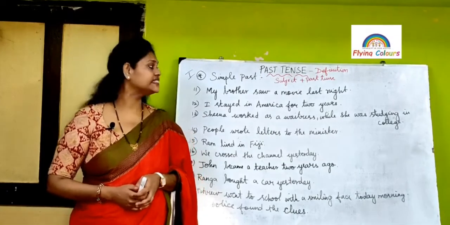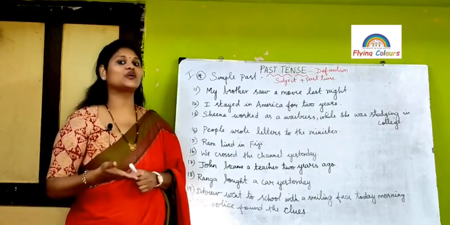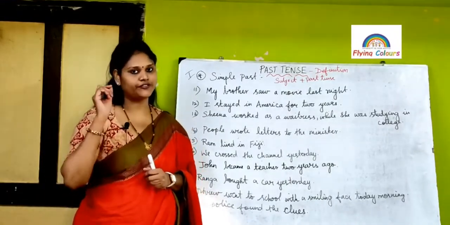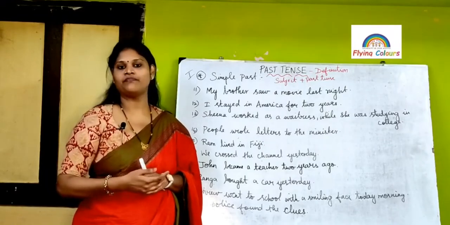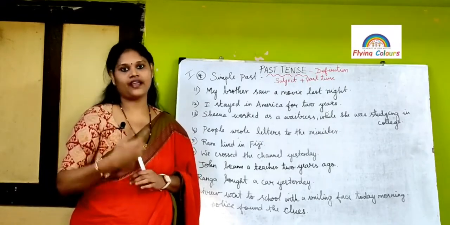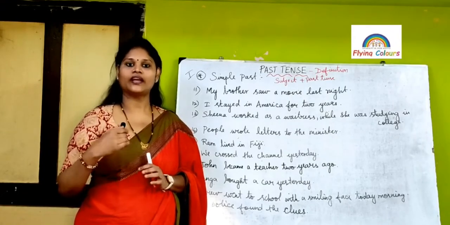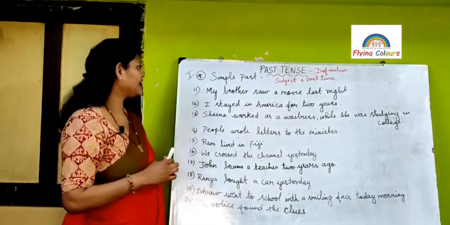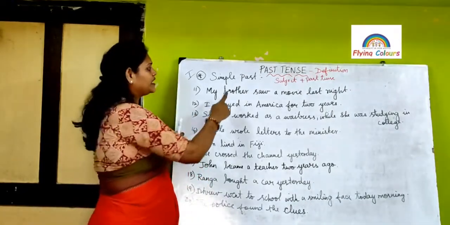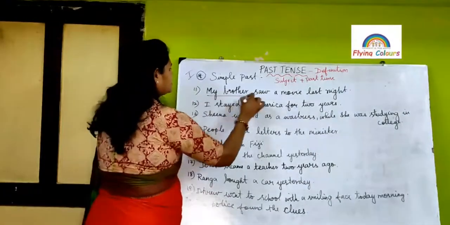The 11th sentence: My brother saw a movie last night. Last night is the clue given in the sentence. If you find any clues in the sentence, like last night, previous day, last evening, yesterday, these are the clues for the past tense. You can come to the conclusion that this sentence is in the past tense. Here, my brother saw. So subject plus saw is the past tense. This is the simple past.